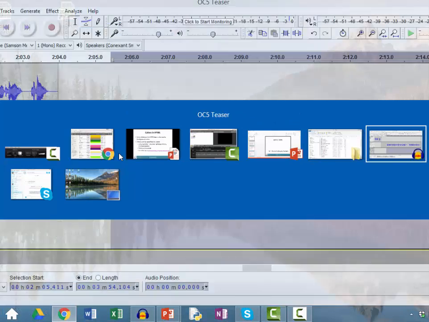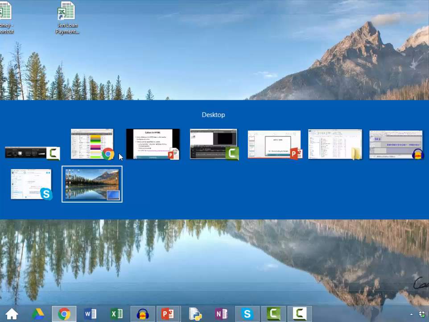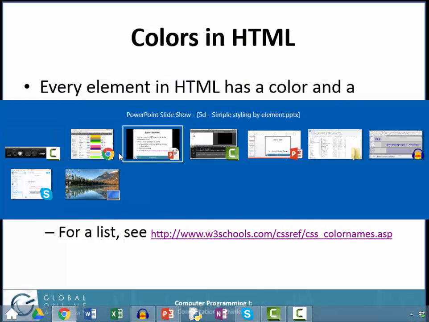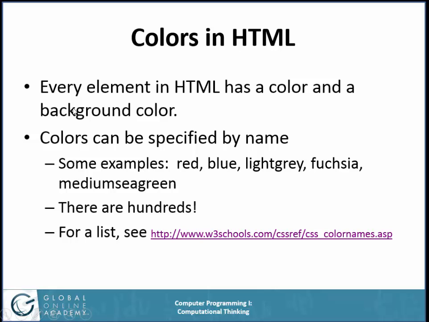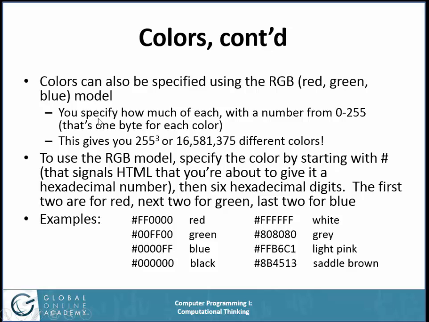Let me go find our slides again. Nope, not there, not there. Here we are. So, if you can find a color name that has the color you want, use it. But colors can also be specified by using the RGB, the red, green, blue model. You can specify how much of each from a scale of 0 to 255, where 0 is no red, 255 is all the red that's possible, 0 is no green, 255 is all the green that's possible, and so on.